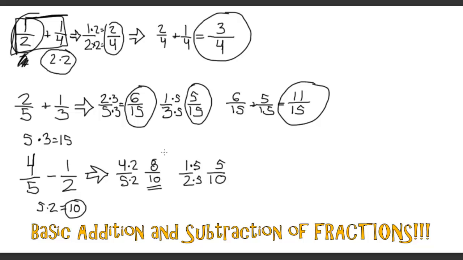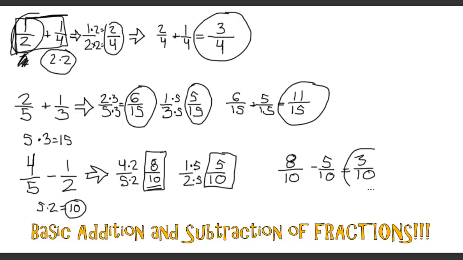Now we can go ahead and rewrite our subtraction problem with these two fractions that now share a common denominator. That's the key. So 8/10 minus 5/10 equals 3/10. And that is the solution for this original problem. Real simple.